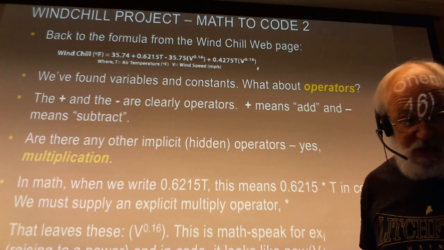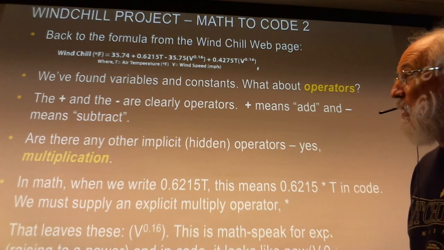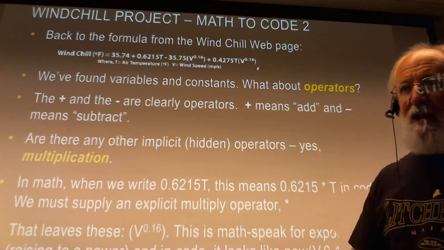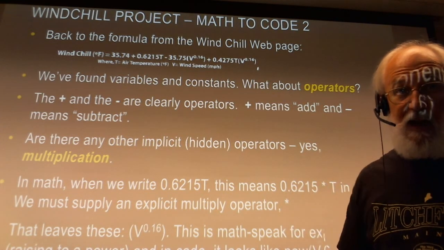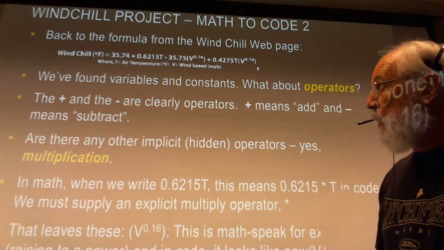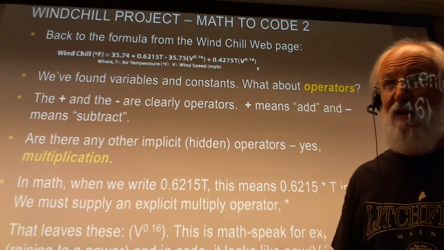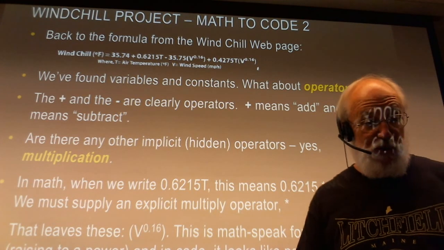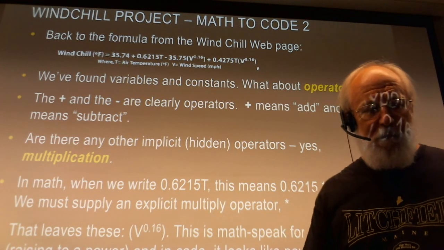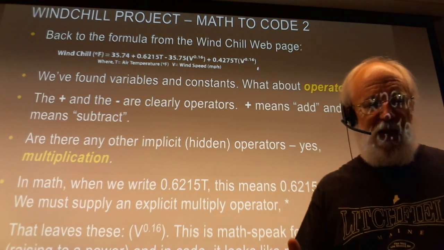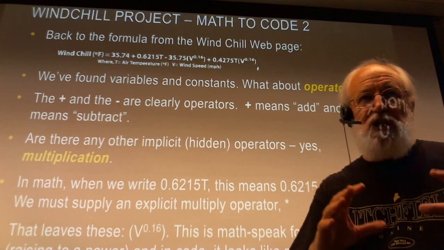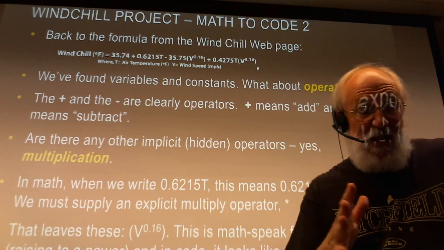The answer is yes. In mathematical notation, you don't have to write out every operator. If you put two things side by side, two variables side by side, like x y, or you put a number 5 beside a variable z, then mathematicians know, and you know as a student of math, that means multiply. That's an implicit multiplication. You didn't have to write a times operator.